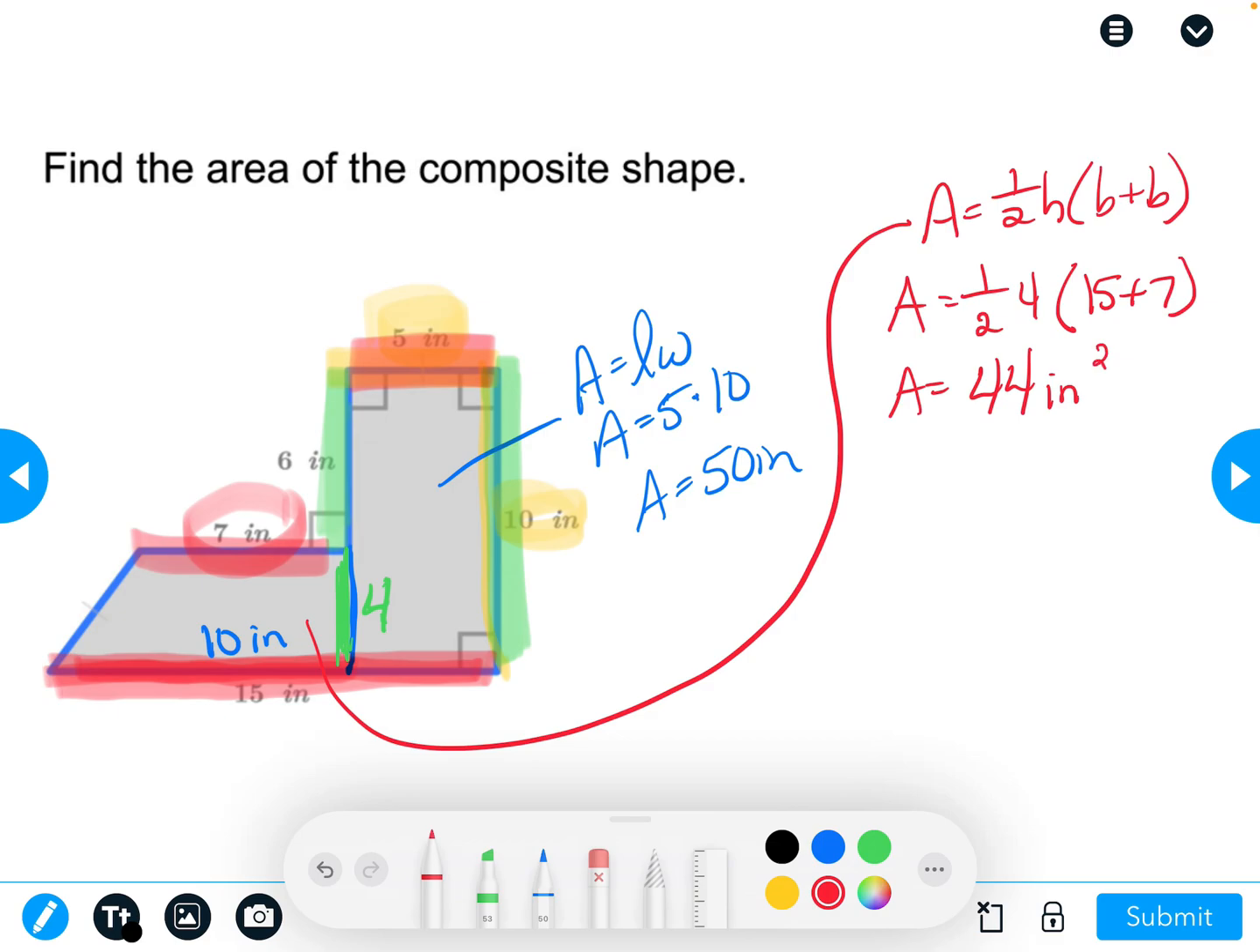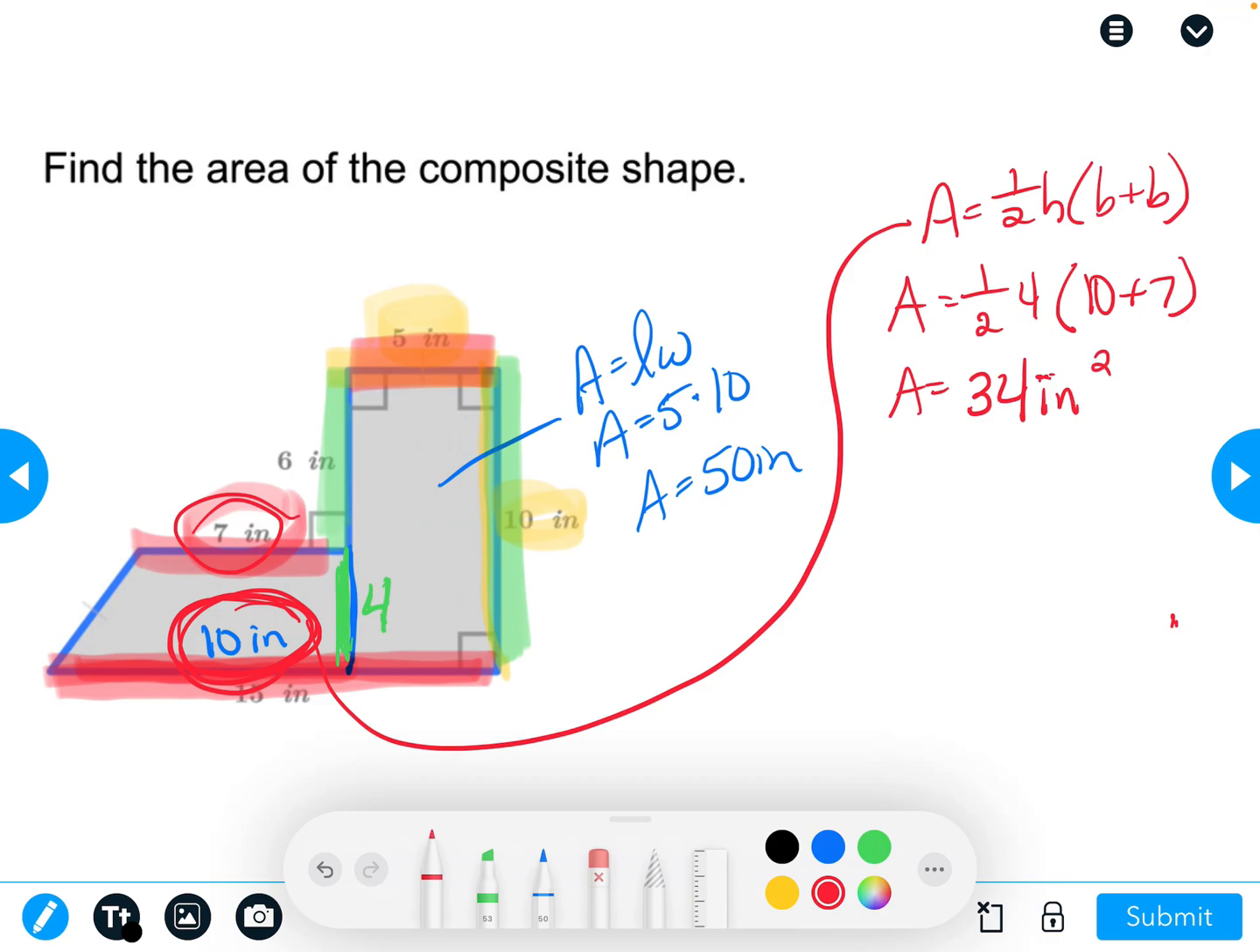Oops, I put the wrong thing in. I apologize. It wasn't 15. I'm sure you're saying, Mrs. Rubery, the base was 10 there, not 15. Common mistake to make. 7 and 10, which we already talked about. So it is going to be 1/2 of 4, which is 2 times 17, which is going to give us 34 square inches. So be careful that you don't make the same mistake that I almost made there.